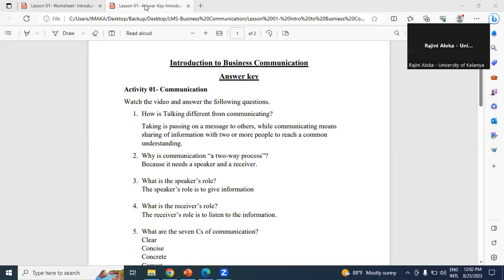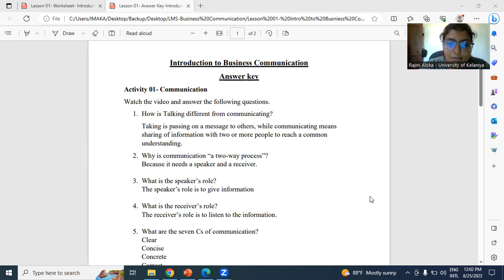Okay, let's check the answers. So here are the answers. How is talking different from communicating? Talking is passing on a message to others, while communicating means sharing of information with two or more people to reach a common understanding. Why is communication a two-way process?